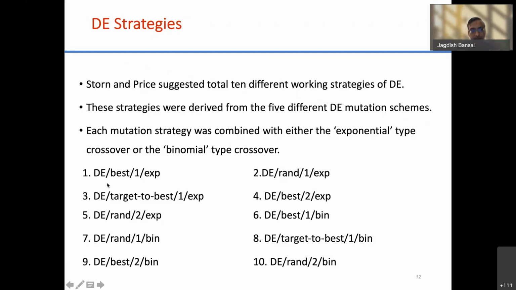So now finally you have these strategies: DE best 1 exponential, DE rand 1 exponential, DE target to best 1 exponential. Similarly, after exponential, these are the binomial. So bin for binomial, EXP for exponential crossover. So the last term here is for the crossover operator. Now, how does this crossover operator work? Let me explain you.